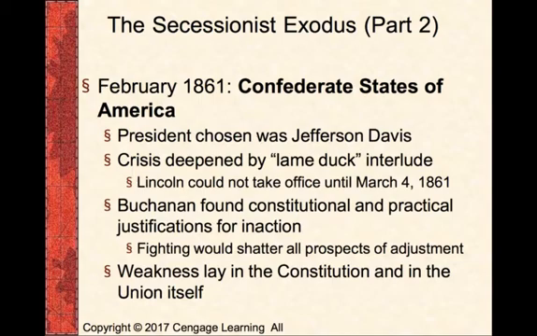In February of 1861, the newly formed Confederate States of America chose Jefferson Davis as their president, and the crisis deepened by the lame duck interlude of President Buchanan leaving office and Lincoln not taking office until March 4th, 1861. Buchanan could have sent troops into the South and could have stopped secession from happening, but he instead found constitutional and practical justifications for inaction, believing that fighting would shatter all prospects of adjustment. The weaknesses in the Constitution and in the Union itself laid bare for the world to see.